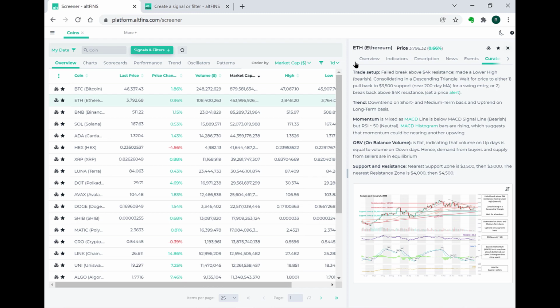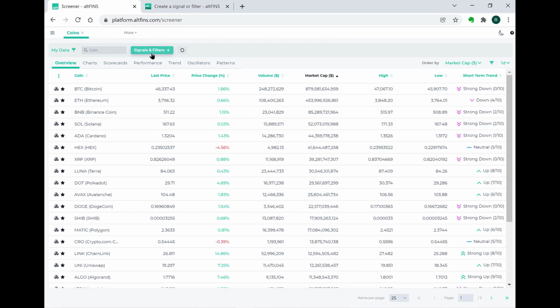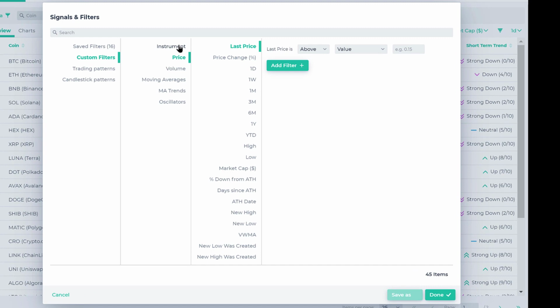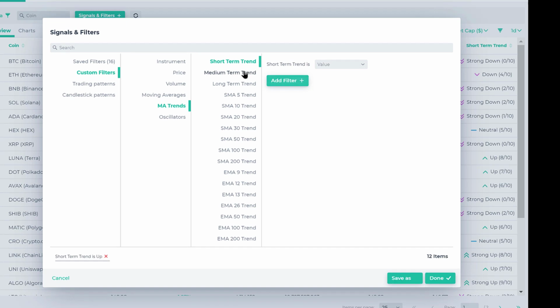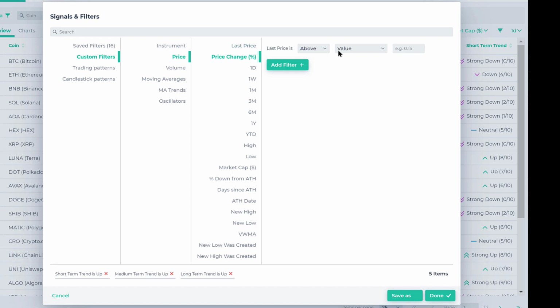It's actually not on the list, but I'm going to search or filter for coins that are in an uptrend, so I add short-term, medium, and long-term trends are up, but have been trading down today, so price change is below 0. Okay, price change is below 0.